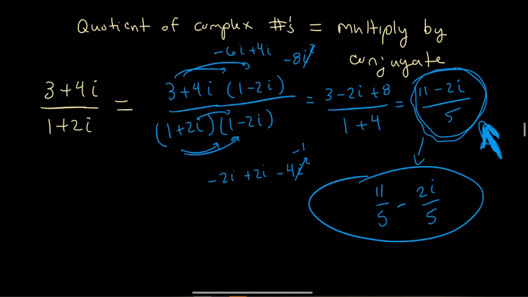But anyway, I'm multiplying by the conjugate. That's the whole thing. Multiply by the conjugate because it gives you that real number that you want in the bottom there.